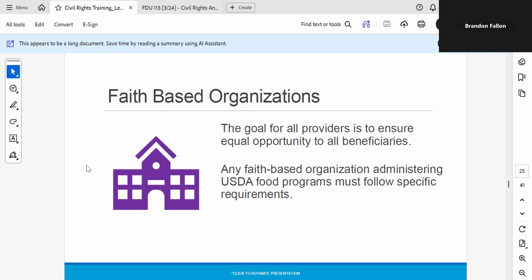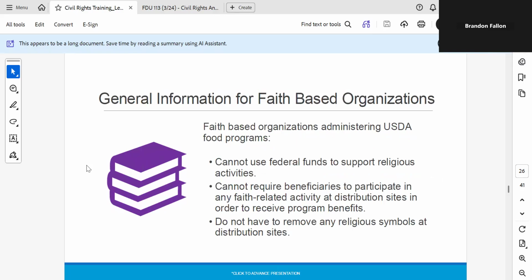Faith-based organizations. The goal for all providers is to ensure equal opportunity to all beneficiaries. Any faith-based organization administering USDA food programs must follow specific requirements. General information for faith-based organizations: Faith-based organizations administering USDA food cannot use federal funds to support religious activities, cannot require beneficiaries to participate in any faith-related activity at distribution sites in order to receive program benefits, and do not have to remove any religious symbols at distribution sites.